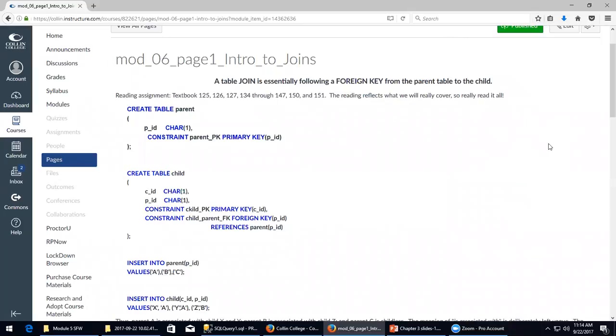So I give you the reading assignment, and the reading assignment is really serious. I tend to approach it a little bit differently. But what we're going to be talking about in this module is, instead of just retrieving data from one table, we're going to be retrieving data from related tables.